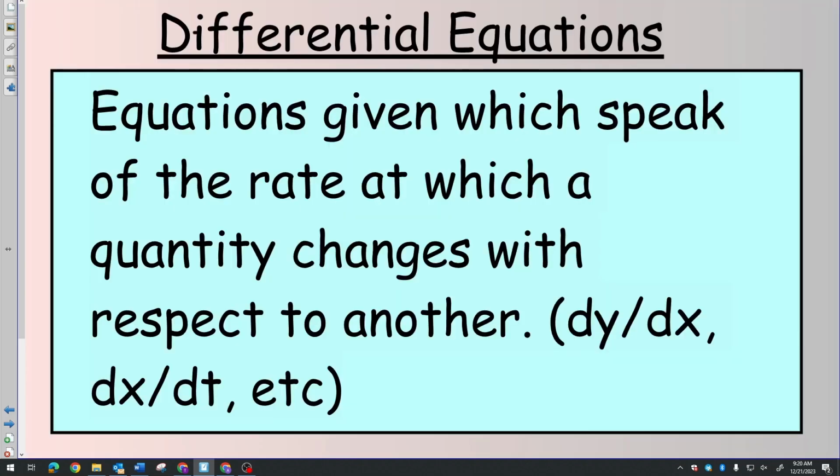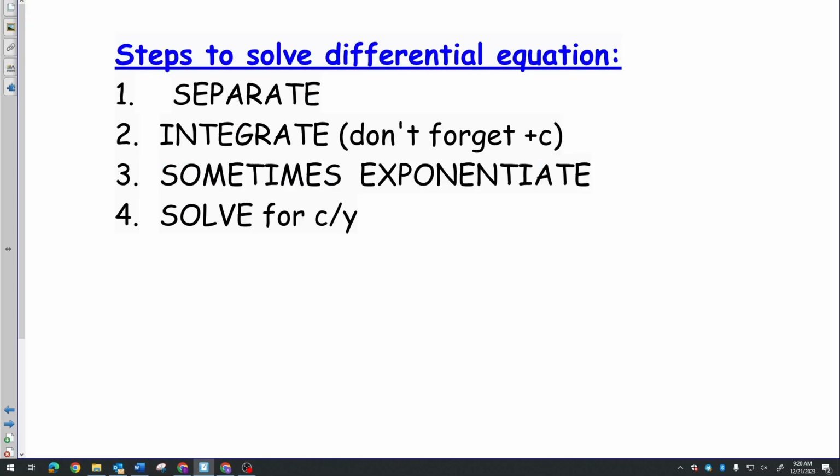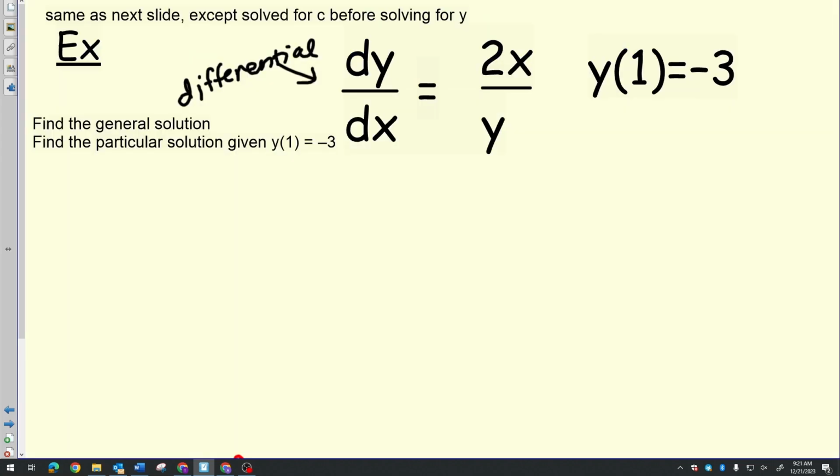All right, so what are differential equations? They're equations which speak of the rate at which quantities change with respect to one another. So dy/dx equals something would be a differential equation. dx/dt equals something would be a differential equation. To solve a differential equation, these are the steps that we use. First we separate, then we integrate. Don't forget the plus C. Sometimes we exponentiate, and then we solve for c, and then we solve for y. All right, so I'm going to use these steps to solve our differential equations.